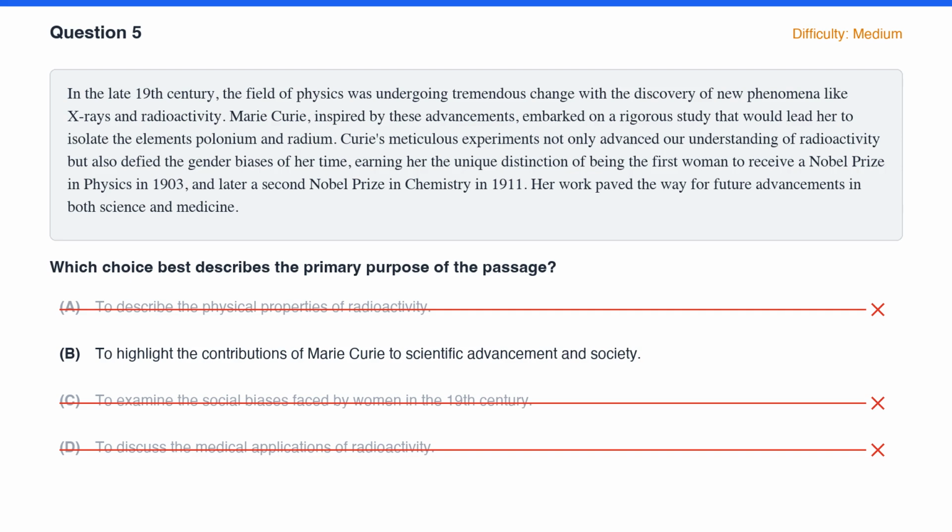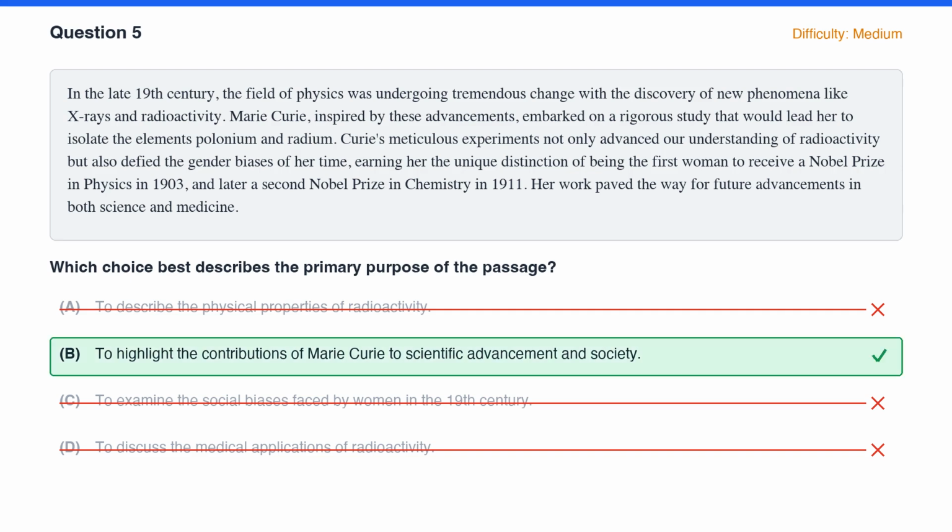Choice C is wrong because gender bias appears in just one clause about her Nobel distinction and is not the main focus. Choice D is wrong because medicine is referenced only in the closing line about future advancements, not discussed as an application. Choice B is correct because every sentence centers on Curie, her inspiration, her meticulous experiments, the elements she isolated, her 2 Nobel Prizes, and her influence on later science and medicine. That sweep of personal achievement plus broader impact matches a purpose of highlighting her contributions to scientific advancement and society.